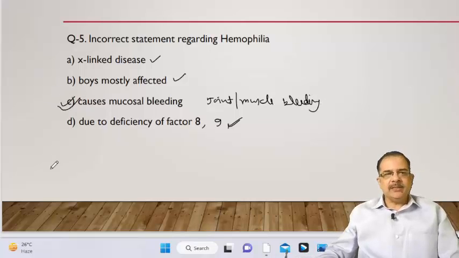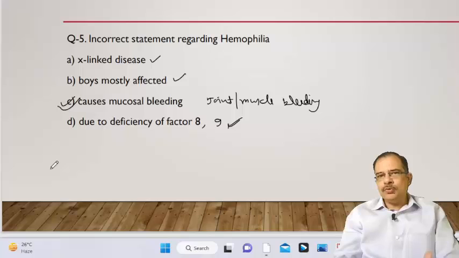So answer will be C option. Mucosal bleeding is mainly due to thrombocytopenia.